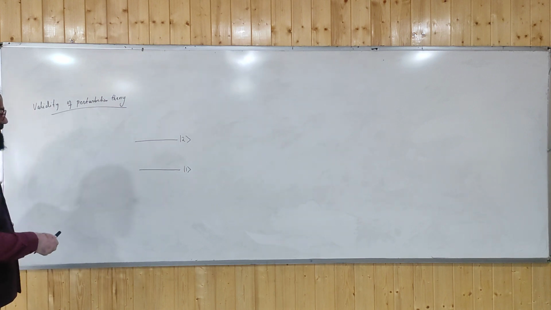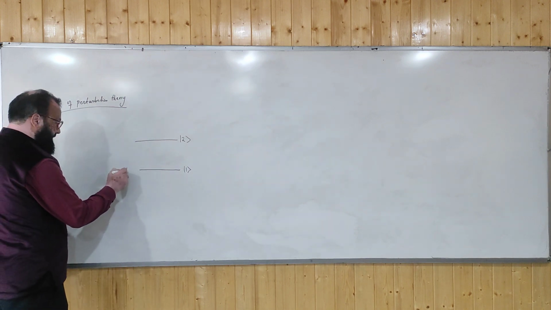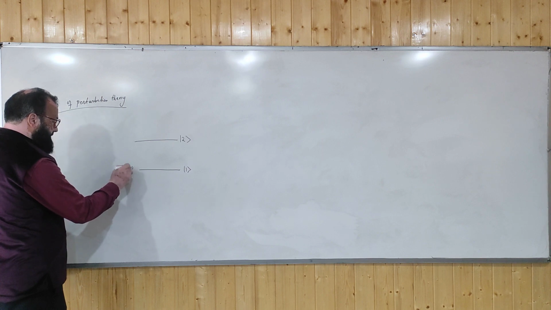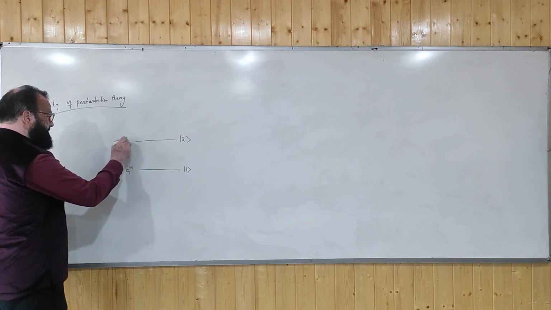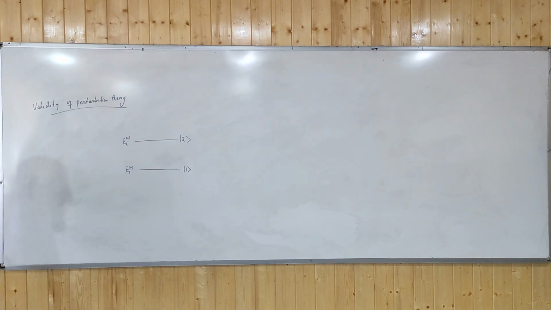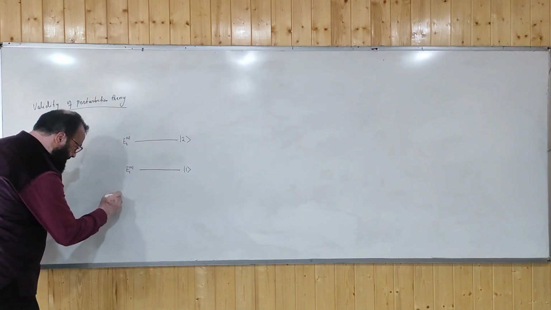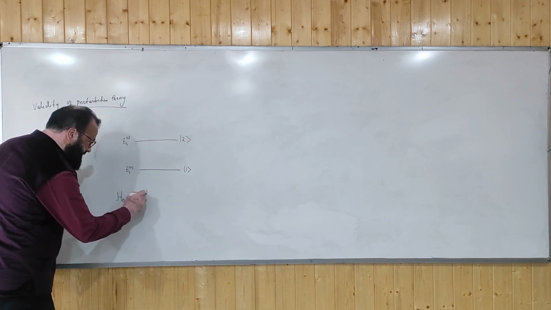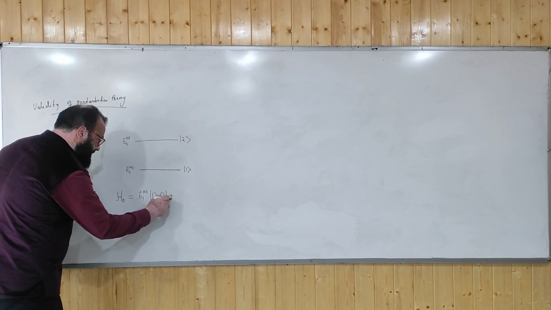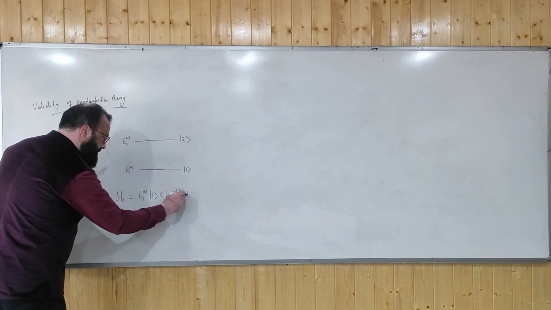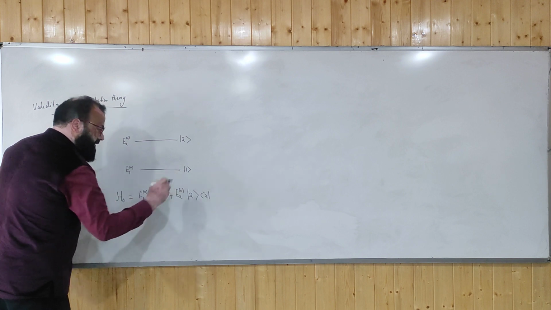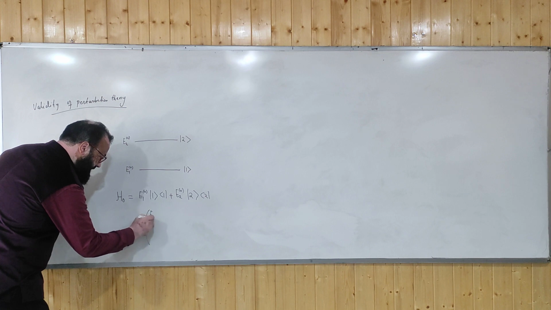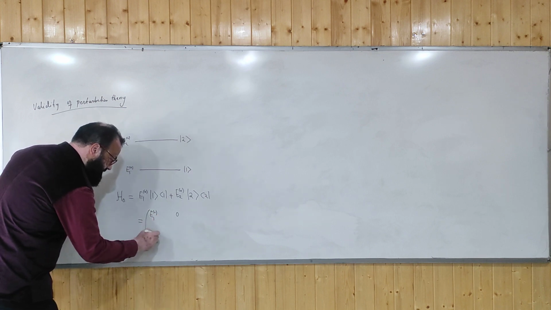Okay. So let's say the energy here is the unperturbed energy. I'll call this E10, and the unperturbed energy of this other state is E20. Clear? Okay. So let's write the unperturbed Hamiltonian. That I will write as E10 |1><1| plus E20 |2><2|. So in the matrix form, this can be written as E10, 0, 0, E20.